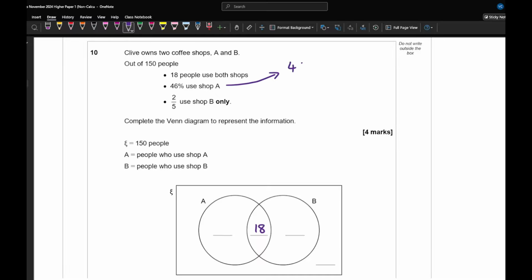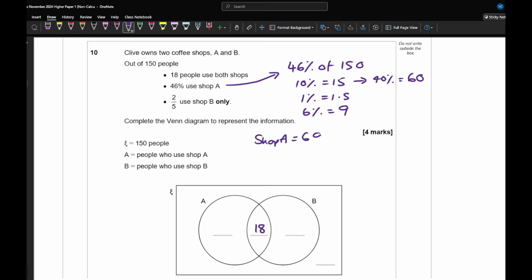So if I then work out what 46% of 150 is, well, 10% is equal to 15. 1% is going to equal 1.5. So 6% is going to be 6 lots of 1.5, which gives me an answer of 9 people. And if 10% is 15, then 40% is going to be 4 lots of 15, which is 60. So the number of people that use shop A is going to be 69.